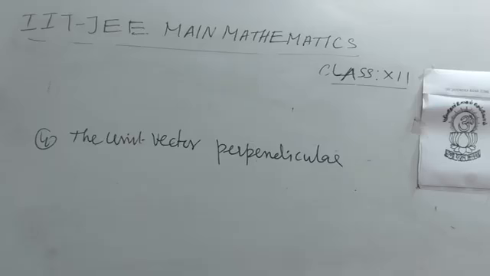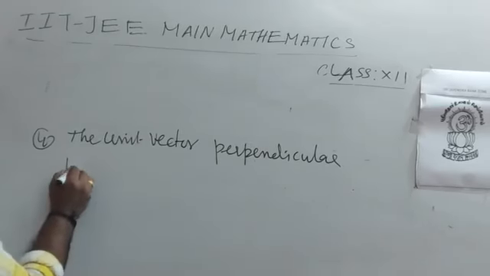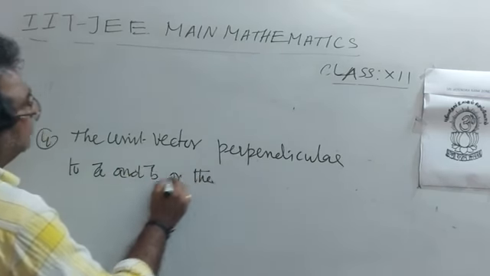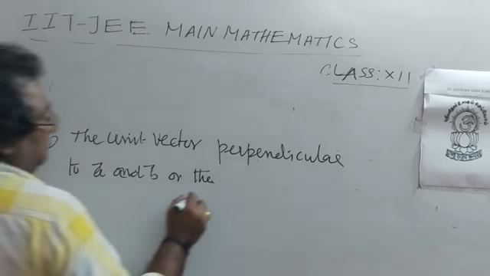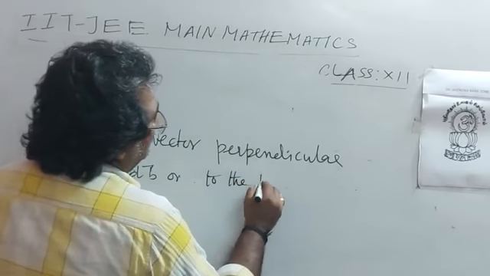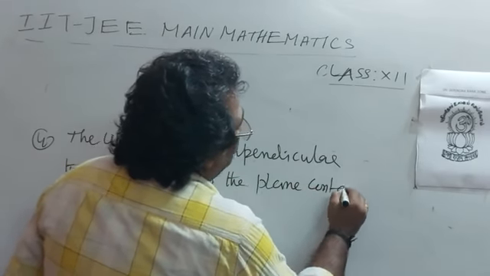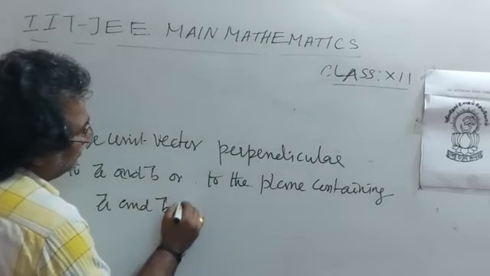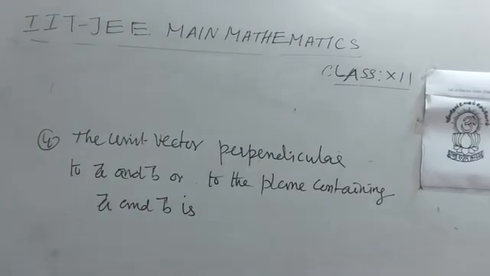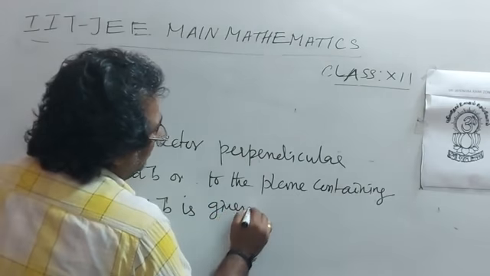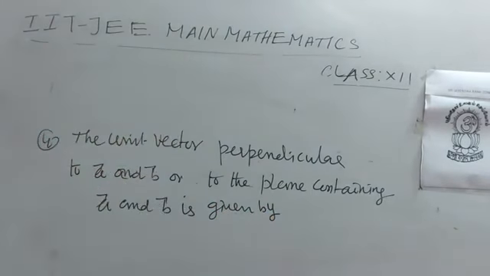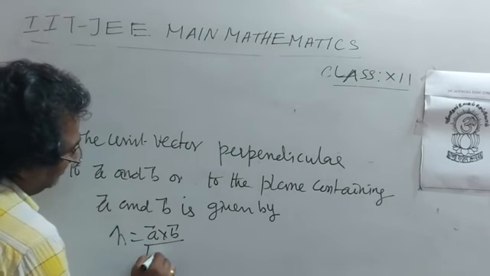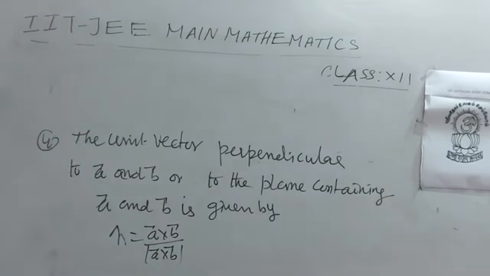The unit vector perpendicular to A vector and B vector, that is perpendicular to the plane containing A vector and B vector, is given by A vector cross B vector by modulus of A vector cross B vector.